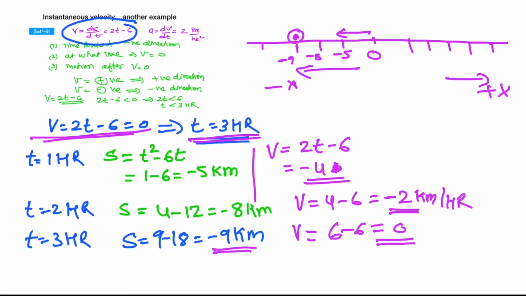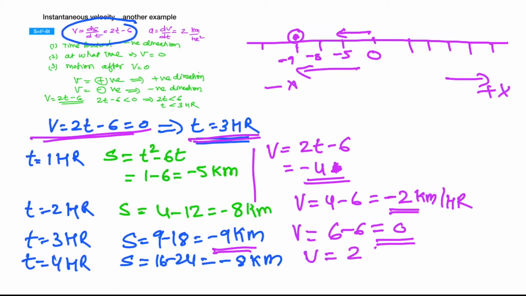Now what will happen after 3 hours? Let's take t is equal to 4 hours. My displacement is 16 minus 24, it becomes minus 8 kilometer. What I see now is my car is coming back towards my origin. What about velocity? Velocity is 8 minus 6, which is 2 kilometer per hour.